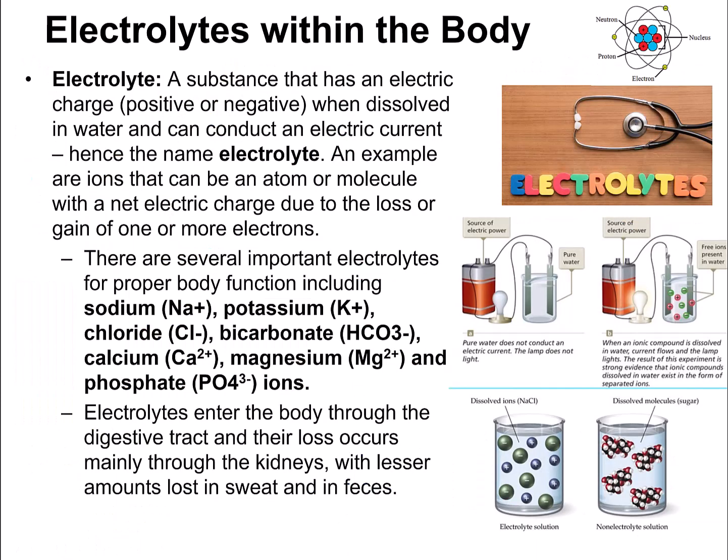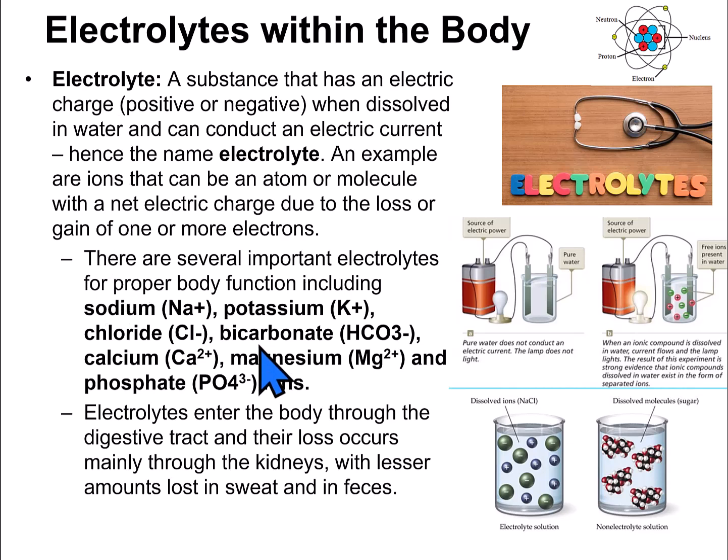What exactly is an electrolyte? An electrolyte is a substance that has an electric charge, either positive or negative, when dissolved in water. And here's one of the important points: it can conduct an electric current, hence the name electrolyte. An example are ions. That can be an atom or it can be a molecule with a net electric charge due to either a loss or a gain of one or more electrons.